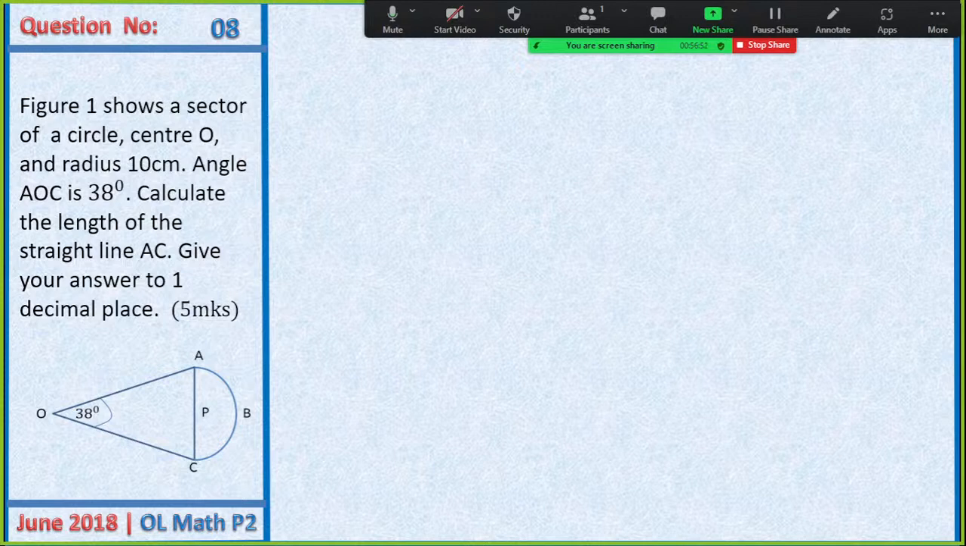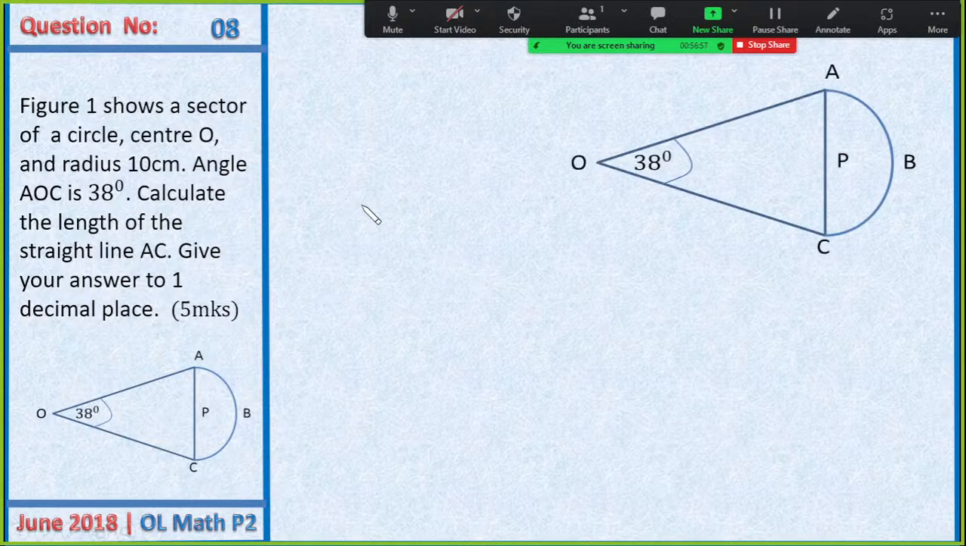Alright, so let's tackle this question. So this is the diagram, and this line that passes and meets the midpoint of AC will divide this figure into 2 equal parts. Or we can look at this triangle OAC as an isosceles triangle in which 2 sides are equal. Means that this angle here is equal to this angle here, right? So this line will bisect this angle into 19 degrees and 19 degrees, which sums up to that angle.